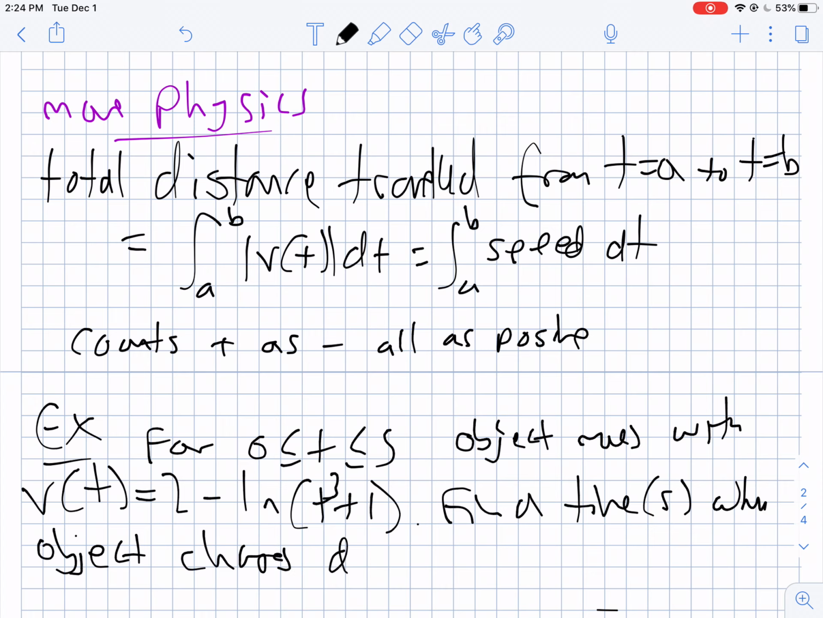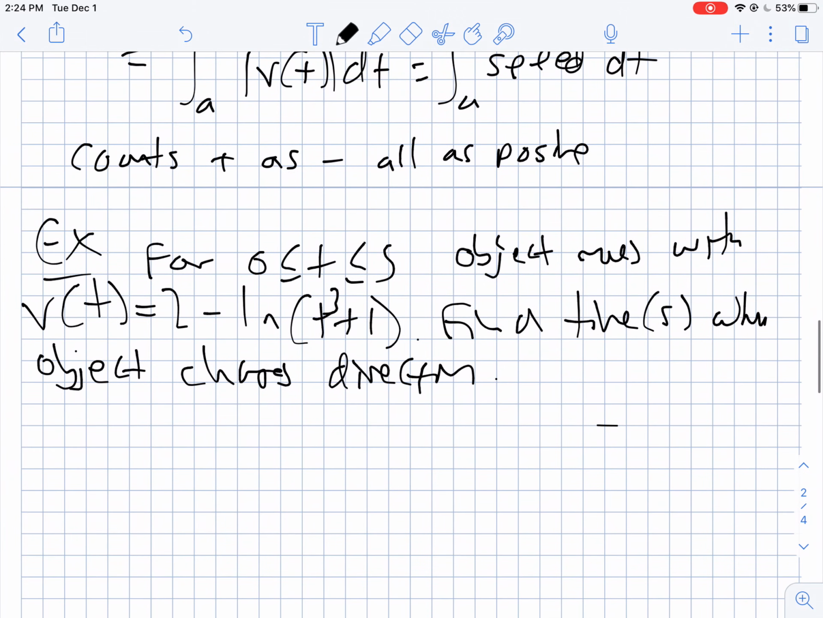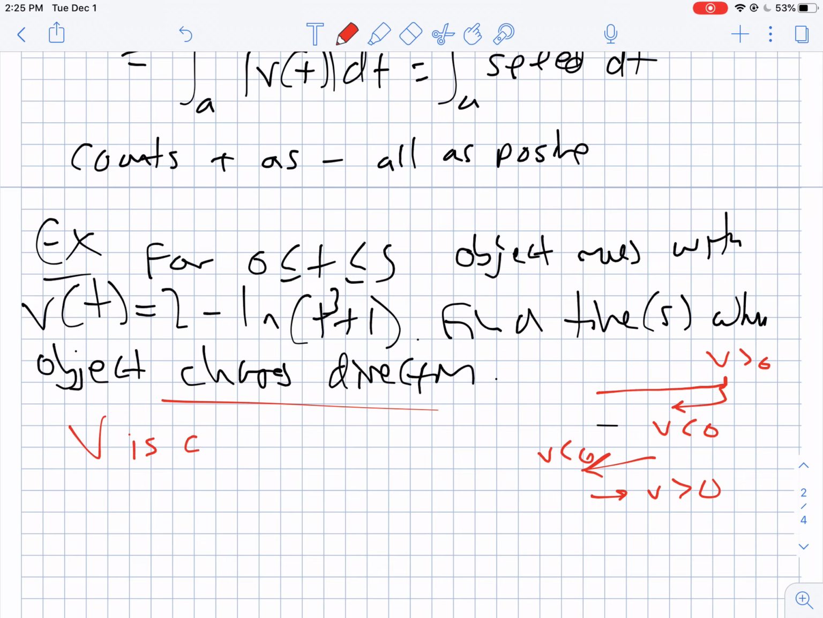Okay, now let's talk about what a change in direction means. A change in direction means that you are traveling in the forward direction and then you switch to go in the negative direction. So your velocity is positive and then you have a negative velocity. Or you're going in the negative direction, meaning you have a negative velocity, and then you switch to a positive velocity. So if you're changing direction, your velocity is changing sign.